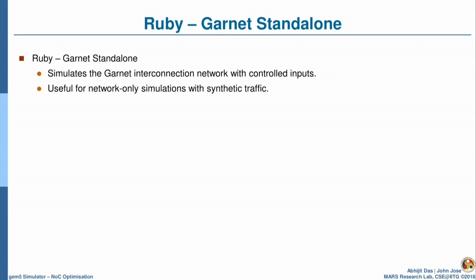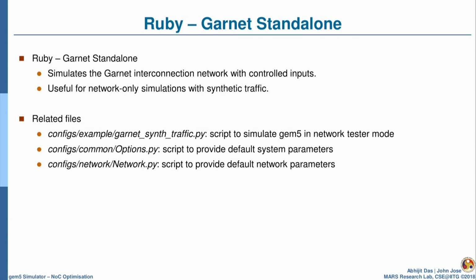Garnet standalone module in Ruby simulates the Garnet interconnection network with controlled inputs, and it is mainly useful for network only simulations with synthetic traffic, meaning there is no actual processor and memory interaction and only the network is artificially simulated. These are the related files, where garnet_synthetic_traffic.py is the script to simulate gem5 in network tester mode, options.py is the script to provide default system parameters, and network.py is the script to provide default network parameters.